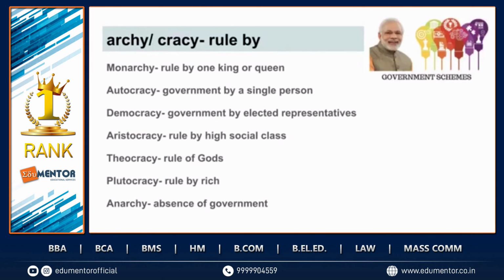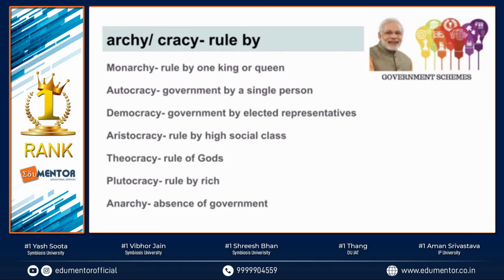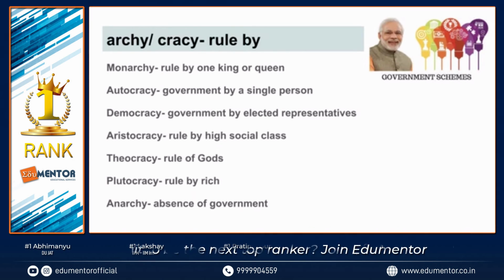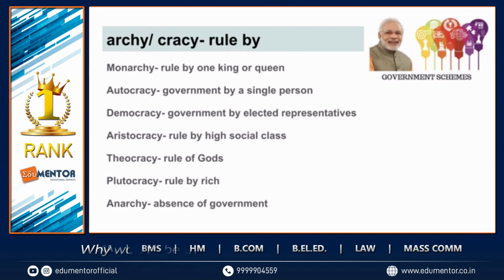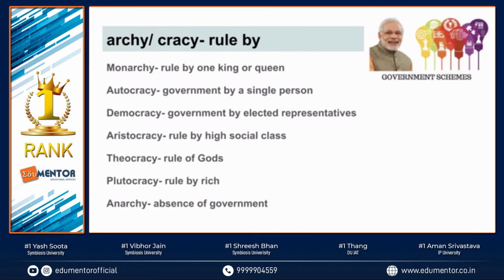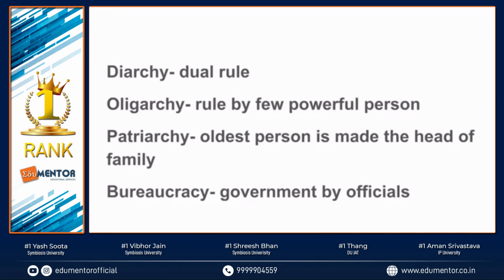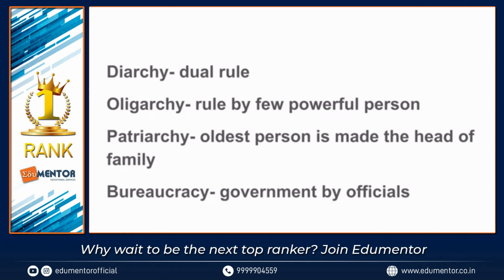Very important root word, archy or cracy. We've discussed this also. Let's just quickly revise. Archy or cracy means government, means rule, right? So for example, we've got theocracy, a government by gods. Plutocracy, a government by the rich. Anarchy, absence of government, so complete pandemonium, complete chaos. We've got oligarchy. Oligarchy is a rule by a few powerful people. Patriarchy, when the oldest male is the head of the family.